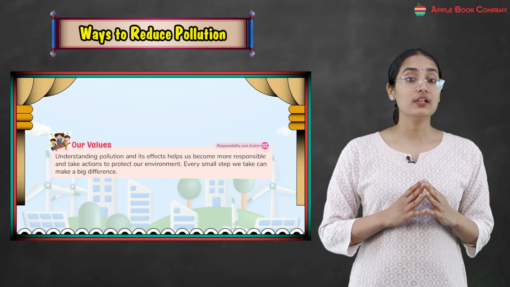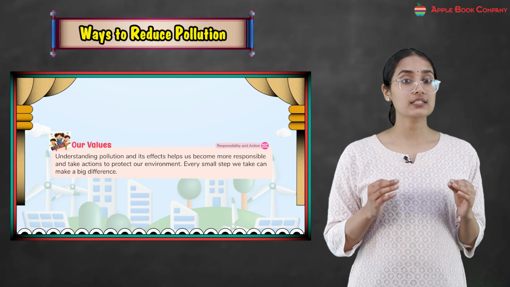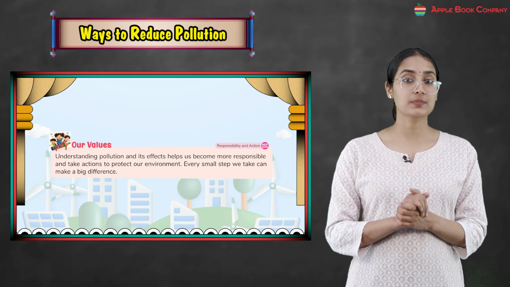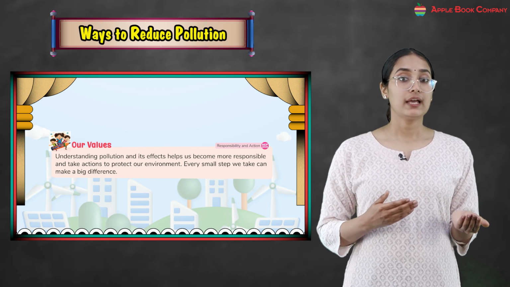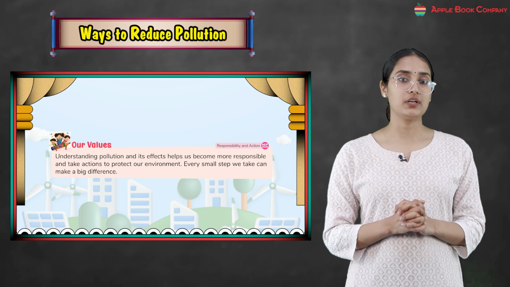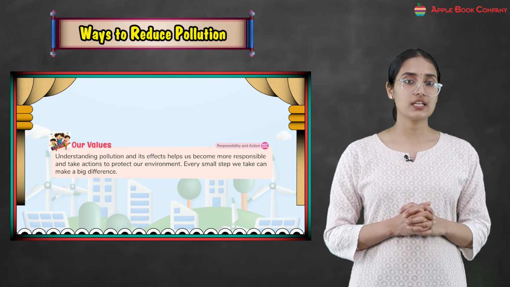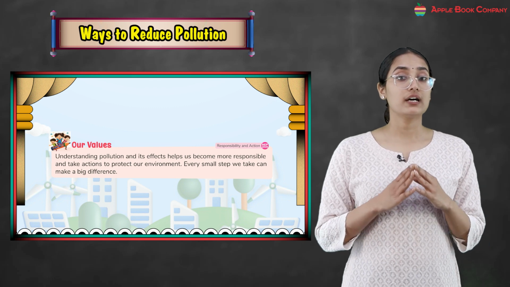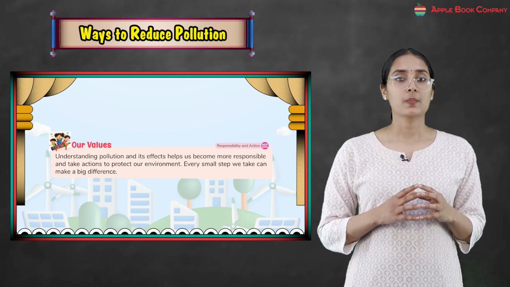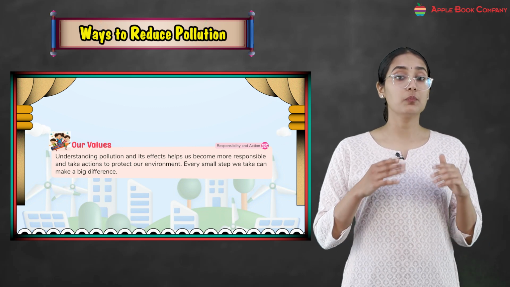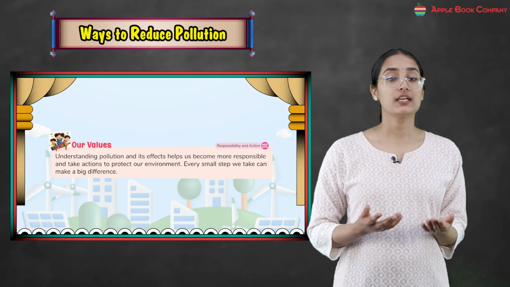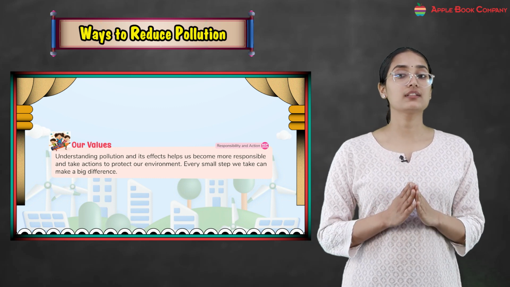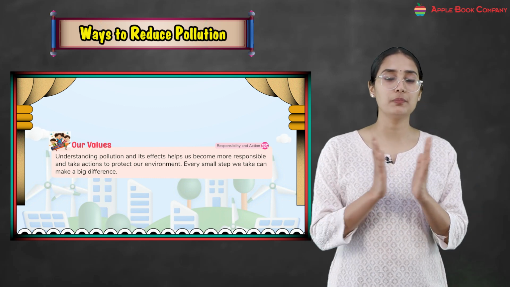So in this chapter we learned and understood that understanding pollution and its effects helps us become more responsible and take actions to protect our environment. Every small step we take makes a big difference. So kids, first of all, understanding pollution and its effects will help us become more aware of the problems, right? And this is how we will take small steps toward a big difference.